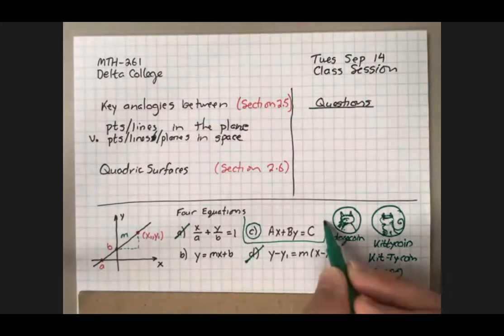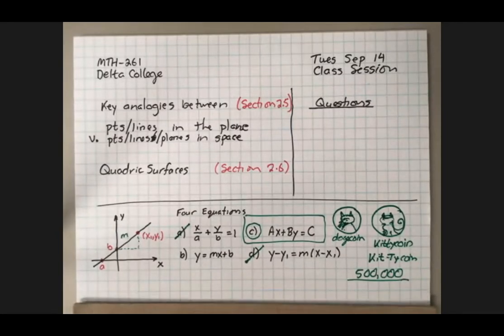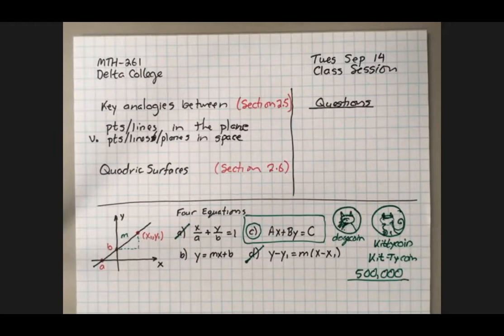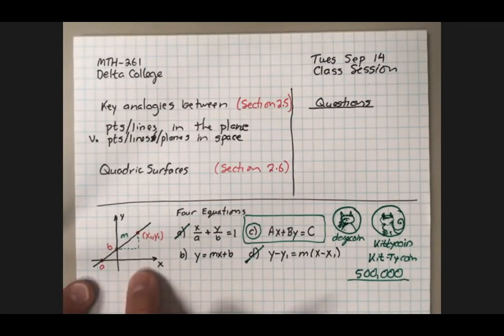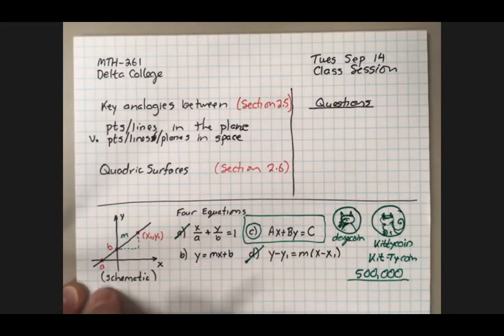The answer is C. That is the most valuable equation of a line. And let me show you why. It's the most valuable equation of a line because it is the one that extends best to space. So I have my little schematic diagram here, right? And I'm going to use this in solutions and I'm going to use this in presentations. When someone says schematic diagram, a schematic is a diagram not to represent the physical trueness of the object necessarily, but to represent the general properties of the object.